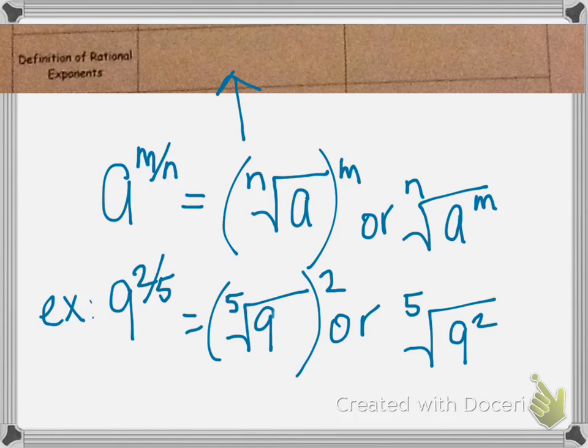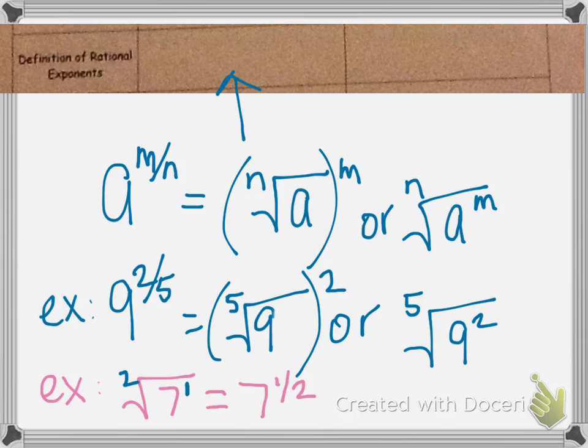Now remember, in here we'll just do one more example. If I just have the square root of, let's say, 7, this is equal to, remember, square roots have a root of 2 and an exponent of 1. So this would be equal to 7 to the 1/2 power. Okay, so square roots, the exponent is always a half.